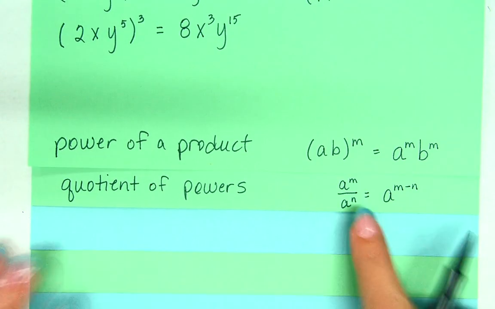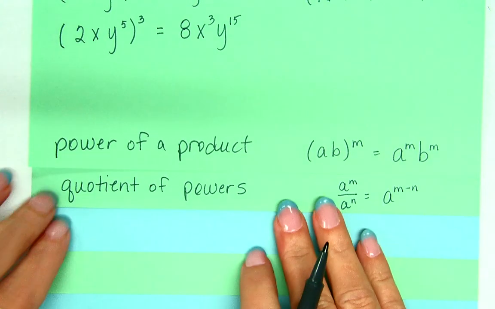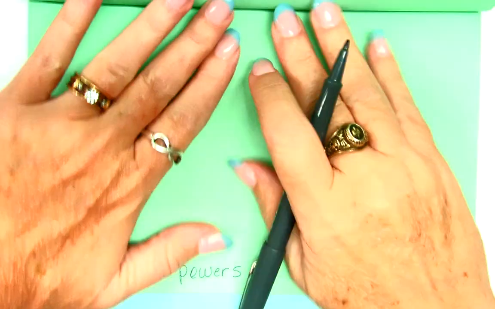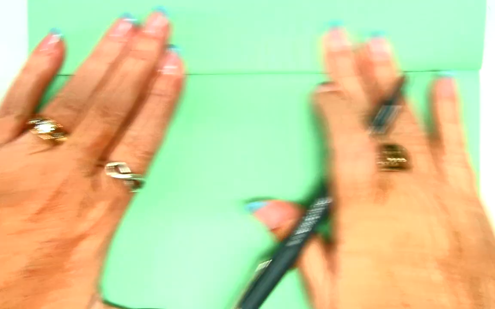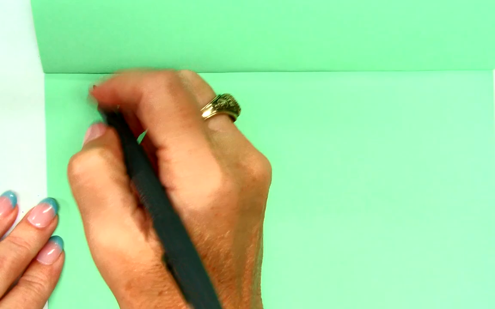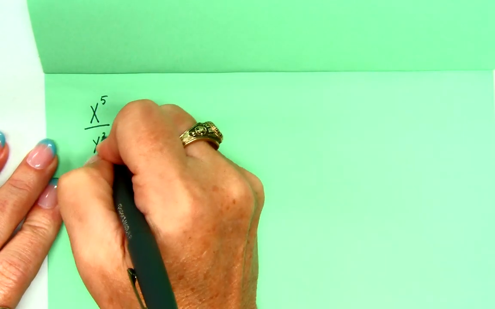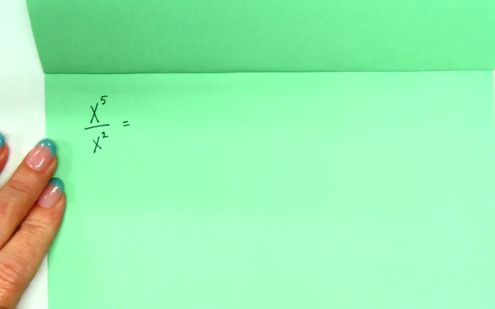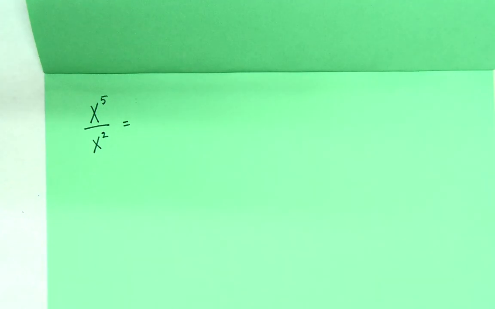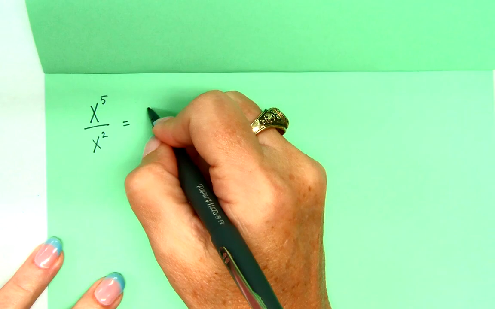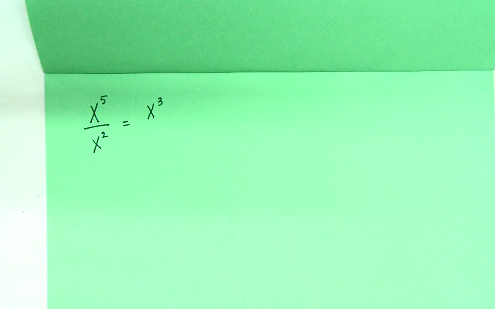See, I knew you knew these rules already, right? Sometimes just seeing the rule is helpful, right? Sometimes seeing examples is helpful. That's why I'm giving you both, okay? Let's fold this one up. So x to the 5th over x squared. What's that going to be? X to the 5th over x squared. X to the 3rd. Okay?